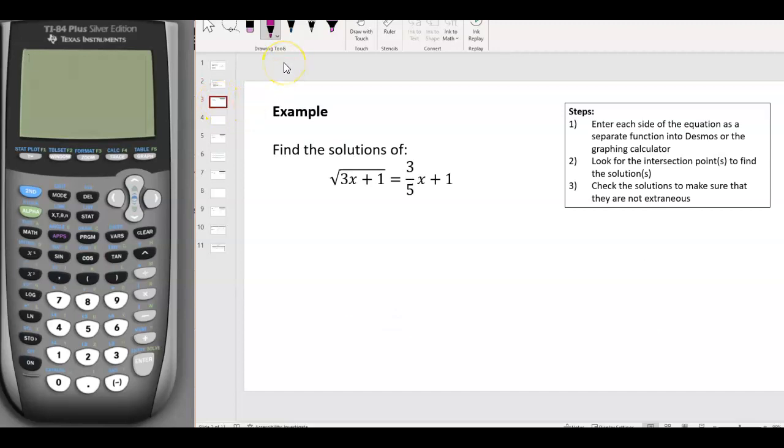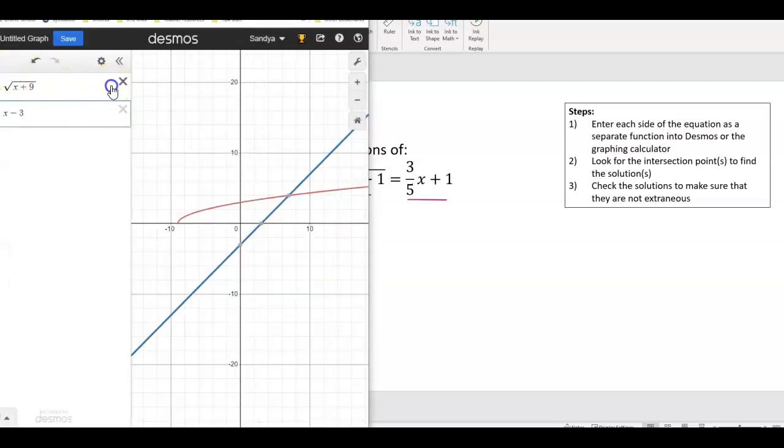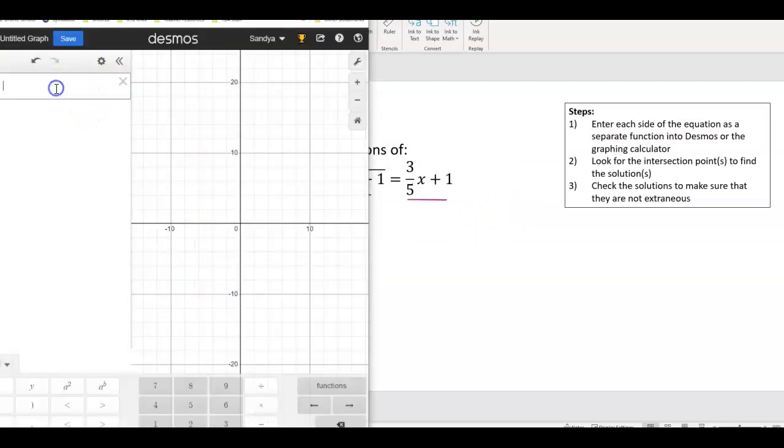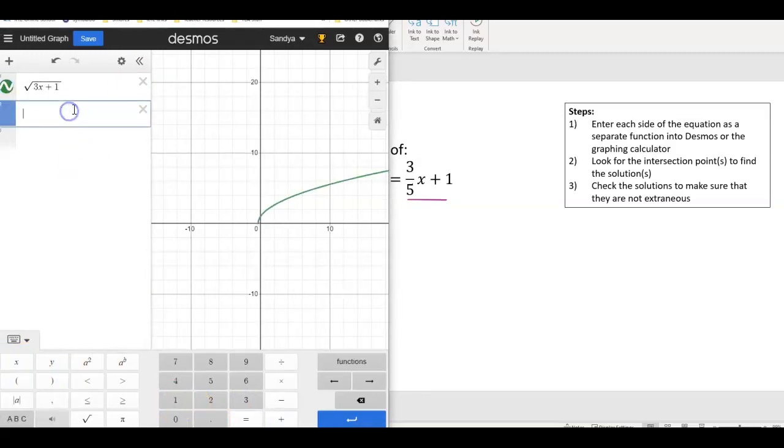So let's try finding the solutions of the square root of 3x plus 1 equals 3/5 x plus 1. So what we're going to do is enter both sides of this equation as two separate functions into our calculator. If we start off with Desmos, we're going to enter the left side, which is the square root of 3x plus 1. So you click square root and then 3x plus 1. And then we're going to go to the second row and enter the 3/5 x plus 1 as a separate function.